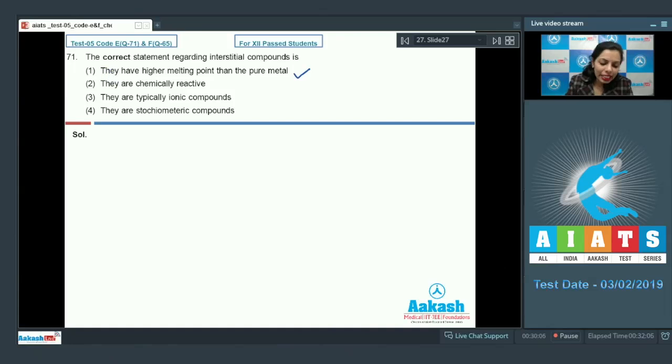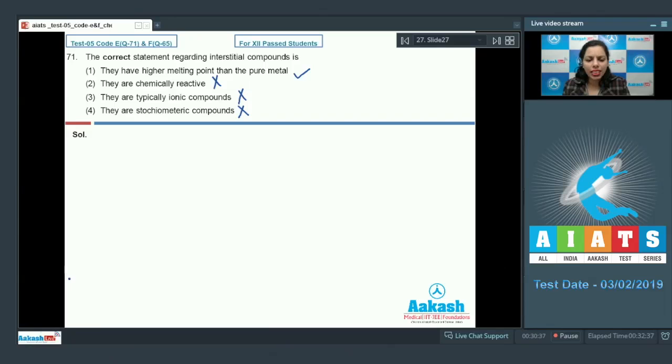They are chemically reactive. This is an incorrect statement because generally these interstitial compounds are chemically inert. Further, they are typical ionic compounds. If we talk about interstitial compounds, it's not necessary; they are not typically ionic compounds. Further, they are stoichiometric compounds. No, these are non-stoichiometric compounds because certain substances get fixed in the interstitial sites of the compound and their stoichiometry gets disturbed. That's why this is also incorrect.